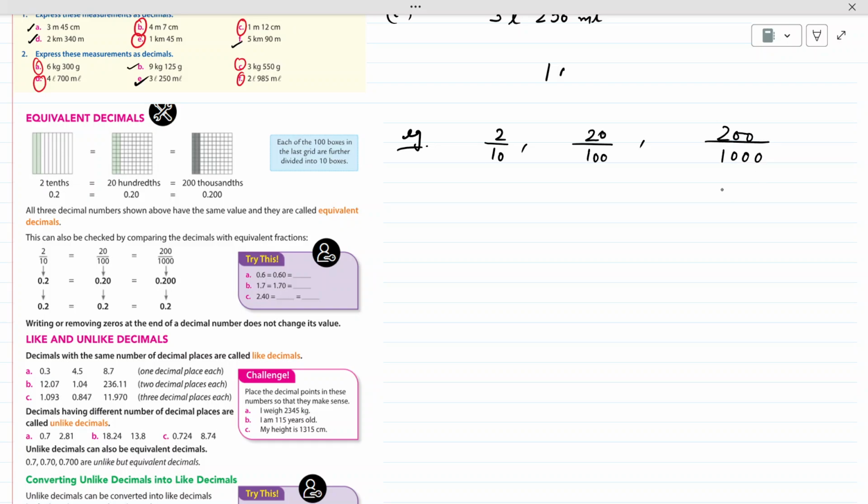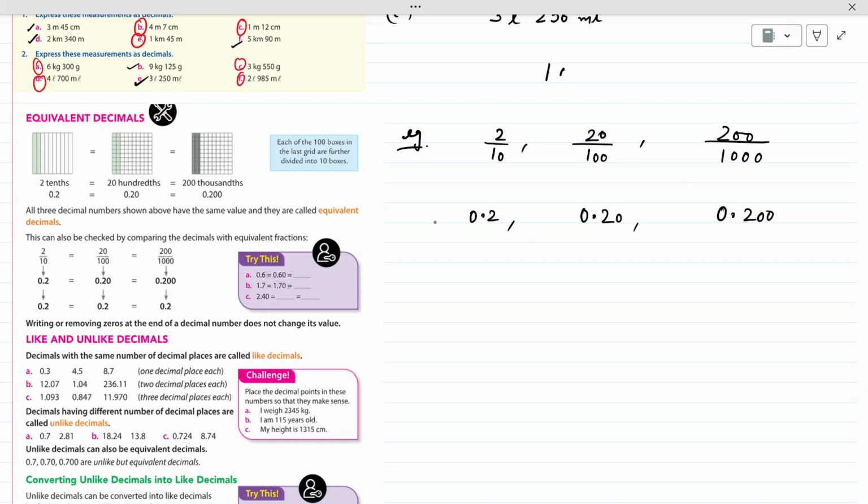Okay, so kids, you see, if we express these numbers as decimals, they will be written as 0.2, 0.20, 0.200, for the reason that here we have only one zero in the denominator, so the decimal will be placed after one place. Here we have 2, so 2 places. Here we have 3, so 3 places.